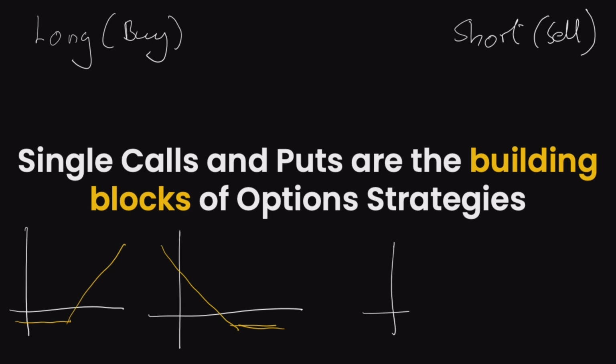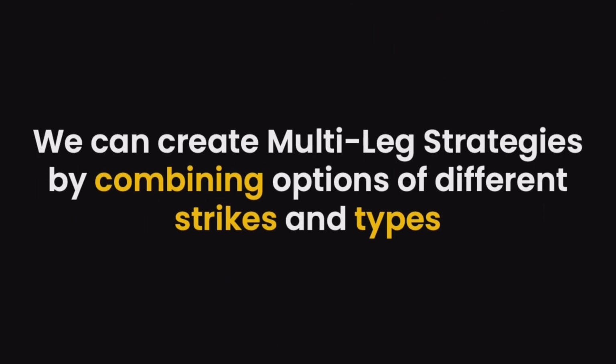On the short side, you can short a call, which looks something like this in terms of a profile. You have a mirror image of the long call, and likewise you can short a put, which looks something like this. Now, these only form, as I said, the building blocks of option strategies. And we can create multi-leg strategies by combining these options, long calls and puts, with different strikes and different types, different expiry and the likes.